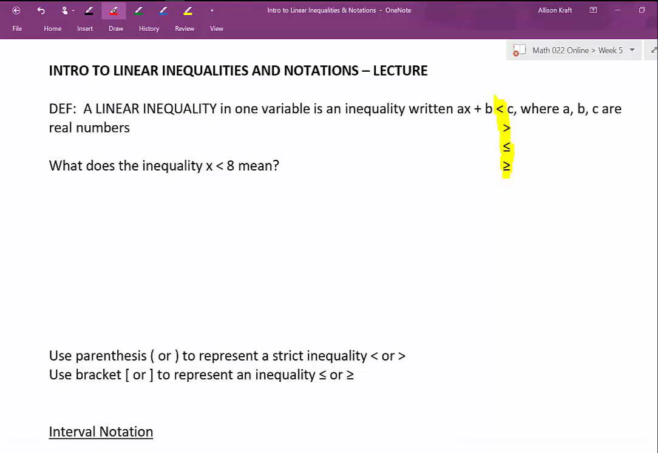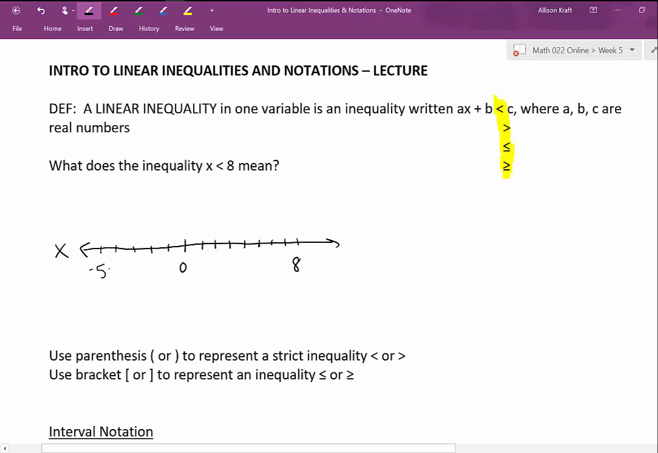What we need to really understand is, what does an inequality mean? What does the statement x strictly less than 8 mean? Taking a look at the number line, and the number line is made up of all x values. If x is less than 8, that means that I want all of the values less than or smaller than 8.